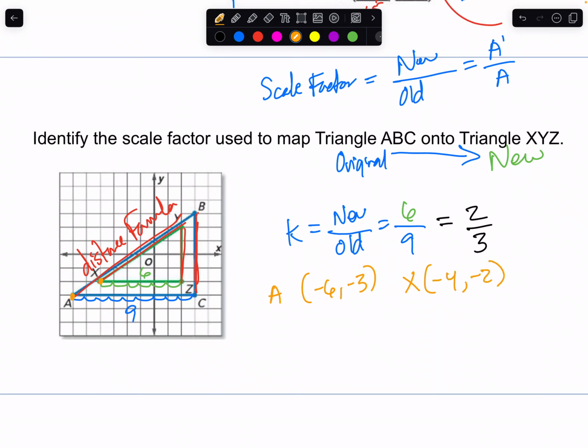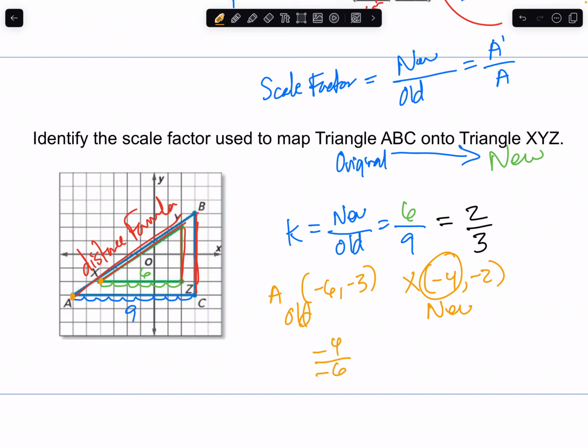And you can use the points as well to do that, right? I can see how the ratio of the new image over the old image, right? -4 over -6. Or -2 and -3. The scale factor for both, when I reduce it in size, is still 2/3. So you can use the points to identify the scale factor, or you can use an actual distance, as long as you have the new image divided by the old image.